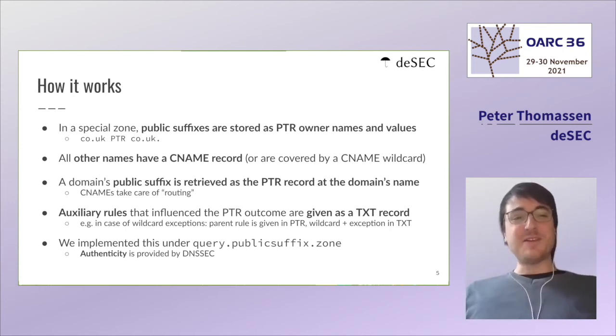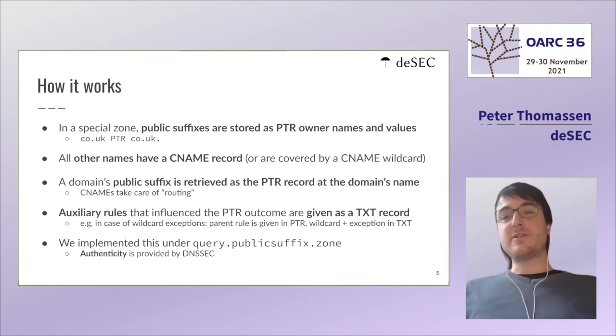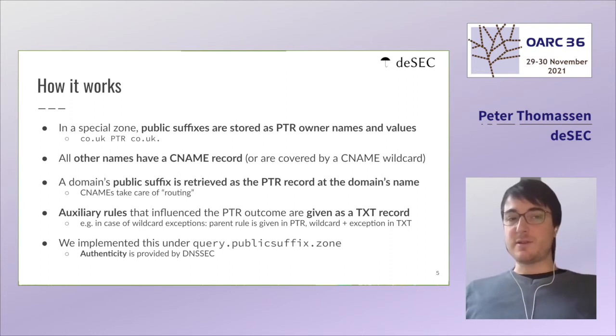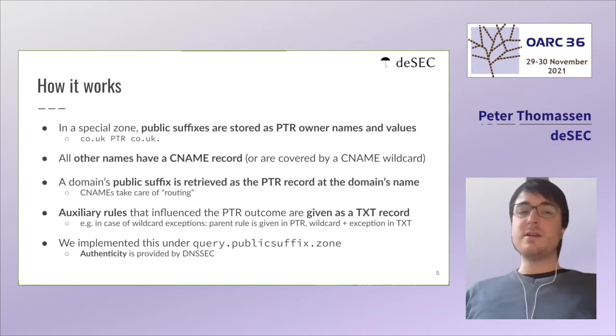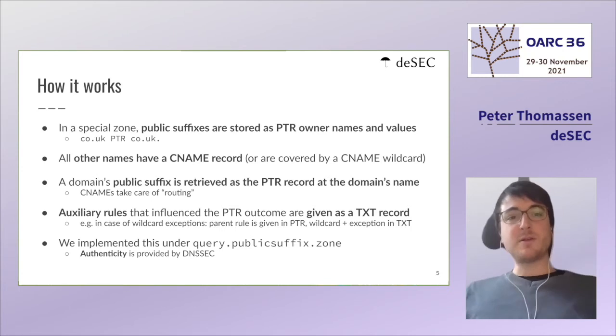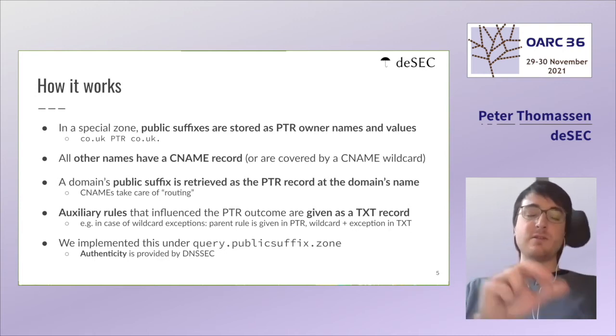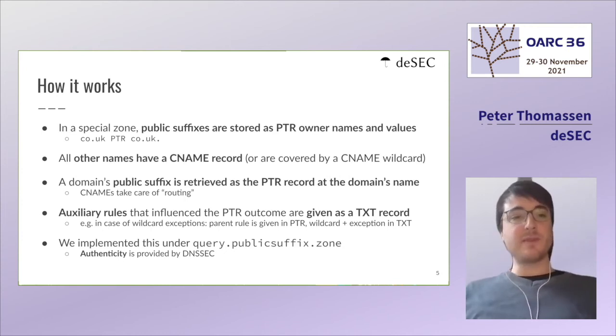That in itself is not very informative, but on other names that you could think of, we configured such that they have a CNAME record or are covered by a wildcard CNAME record. And that means anytime you query something else, for example example.co.uk, the CNAMEs would take care of the routing and you would still end up at this PTR record I just mentioned. So you can very easily retrieve any domain's public suffix by prefixing that domain to the lookup zone and then querying the PTR record.